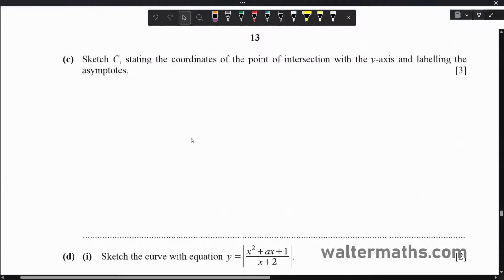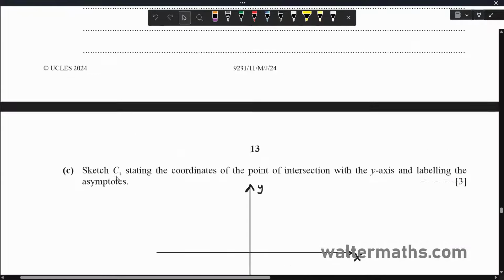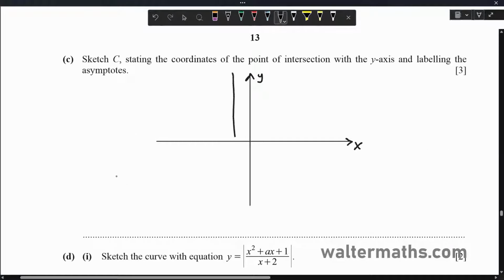So there's a part C here where they say sketch C, stating the coordinates of the point of intersection with the y-axis and labeling the asymptotes. Okay, so I'll draw two axes, the y-axis here and the horizontal axis here. I will put in the asymptotes. x is equal to -2 is the first one. So I'll draw it here, the vertical asymptote intercepting at -2 here.